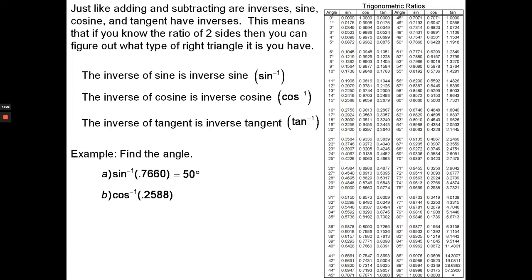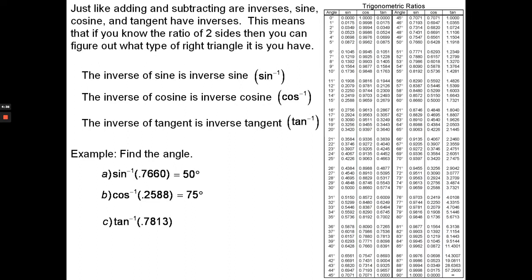Okay. If you're doing cosine, make sure you're in the cosine table columns. So you're going to scroll through the numbers in the cosine columns until you find 0.2588. And then you're going to come back and find the angle, so 75 degrees. So you're really just undoing what we did on the last slide.